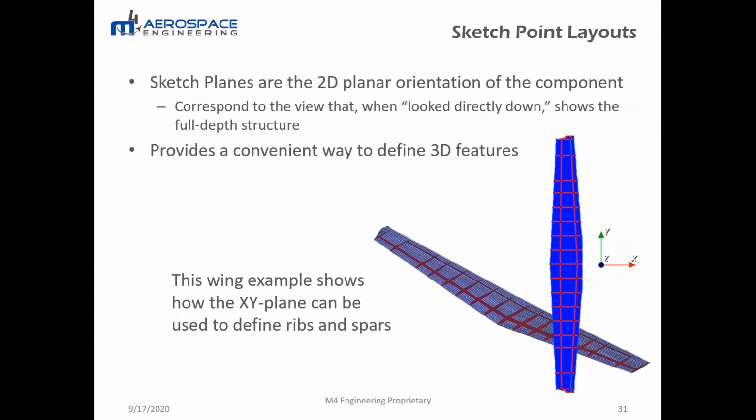For this wing example, I've defined the sketch plane as the XY plane. This allows the pattern of ribs and spars to be placed, as shown by the red lines, on a 2D representation of the wing. And when the time comes to generate the finite element model, it is able to define the structural layout of the 3D wing.